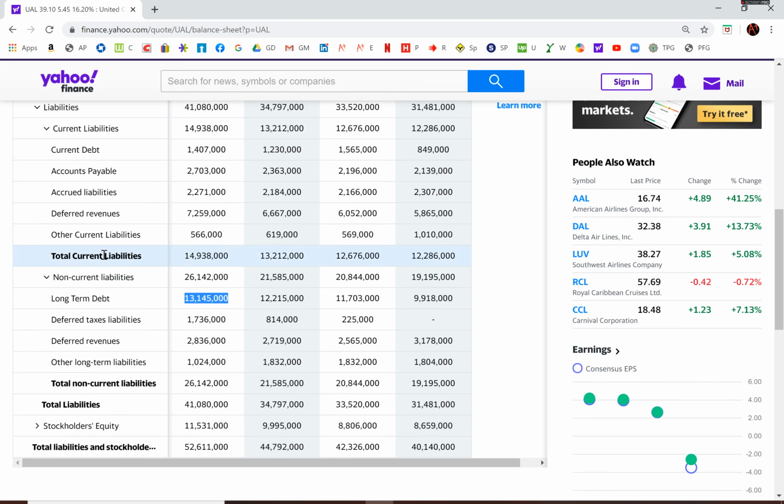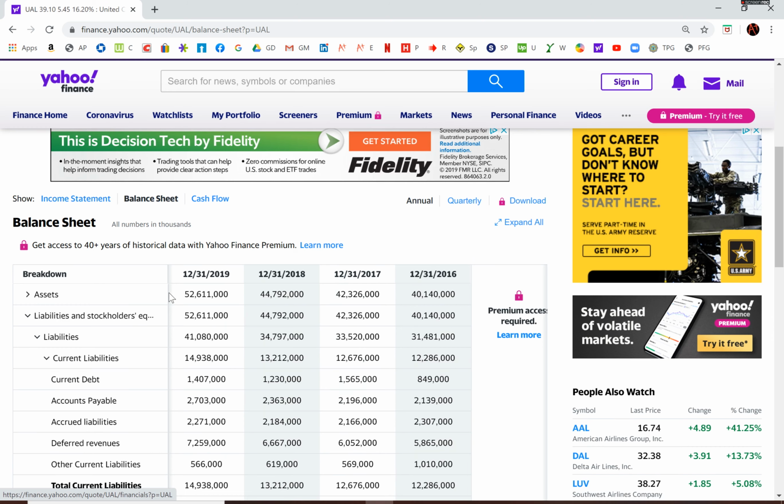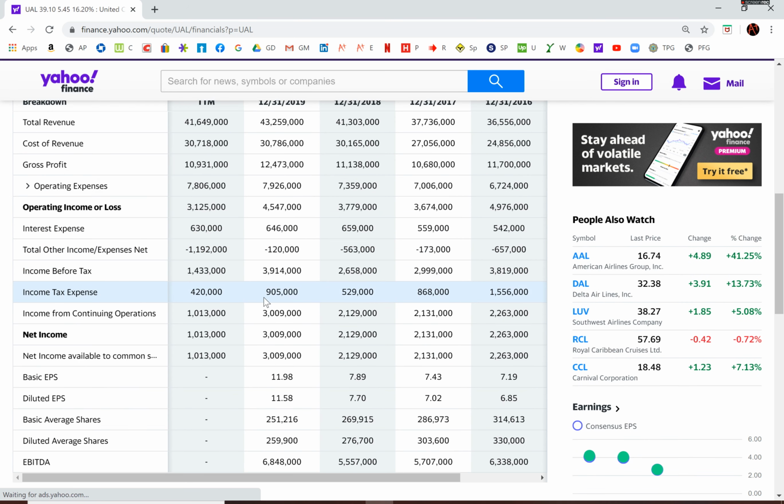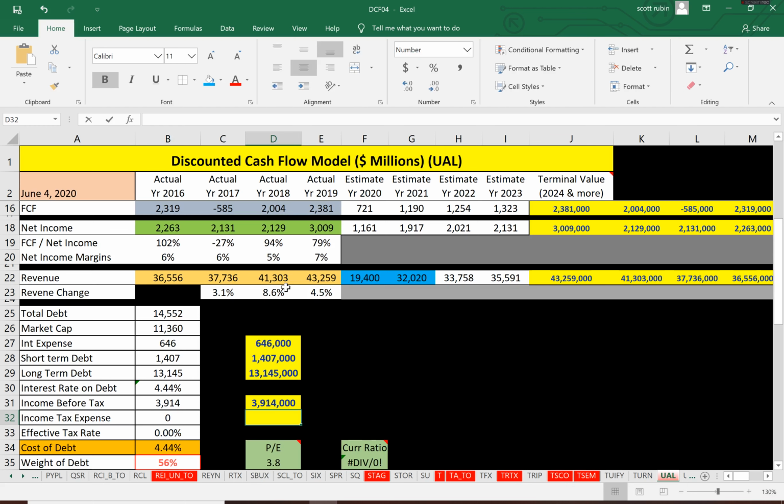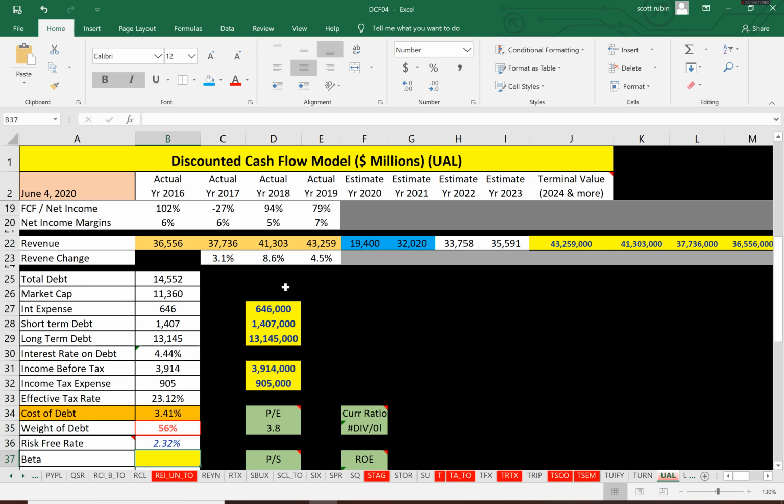Debt interest payments are tax deductible, so let's get their effective tax rate. Income before tax. So we'll go to 2019 at 3.9 billion of income before tax, 900 million of taxes. So the effective tax rate is 23%. So the cost of debt is 3.4%. And over half their capital structure is debt, which isn't such a great number to see. They only have 1.4 billion of debt due within 12 months, so that's not too bad, but it's still pretty leveraged. But it is an airline, so that's just the nature of the beast.